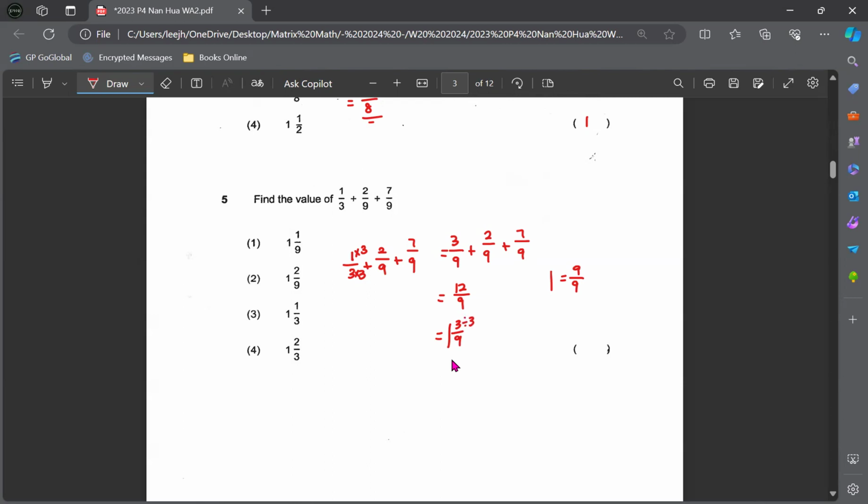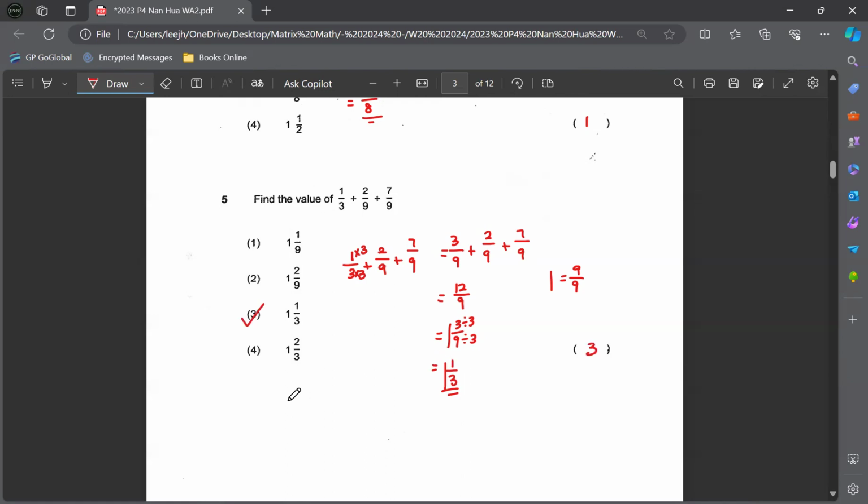So we divide by 3. Divide by 3. 3/9, right? Divide by 3. So the answer is 1 whole, 3 divided by 3, 1. 1 whole, 1/3. Option 3.